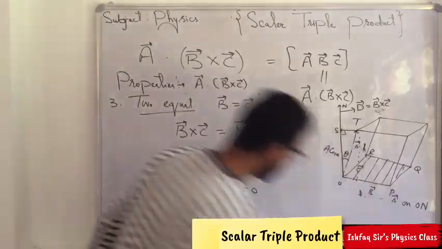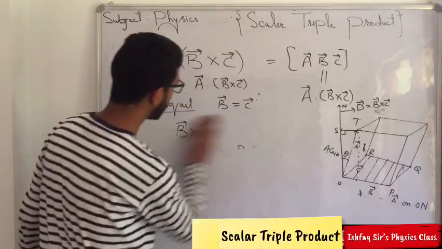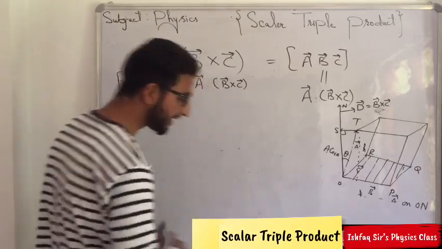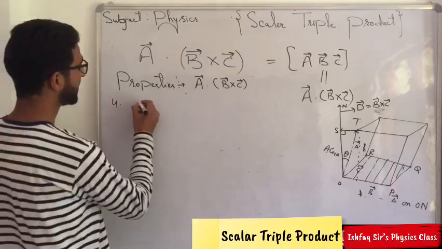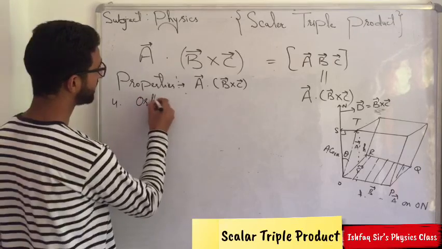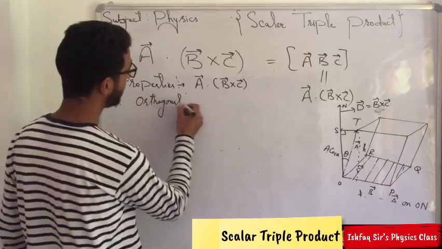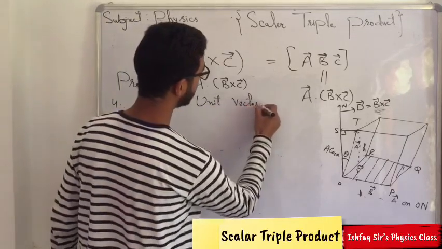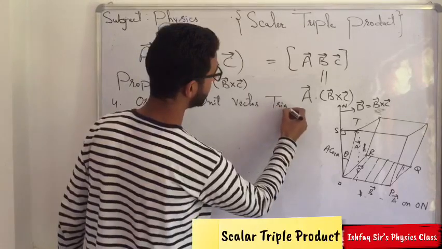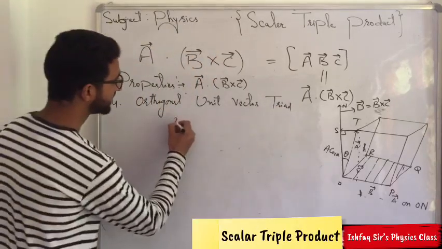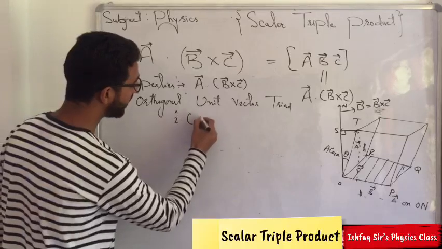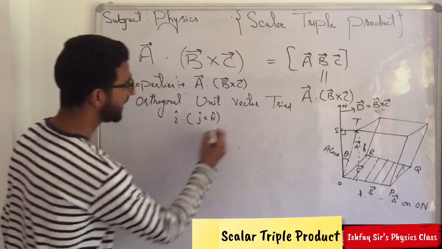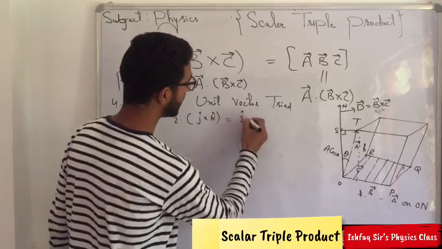Now let's try to find out the scalar triple product of orthogonal unit vector triad. So property 4, scalar triple product of orthogonal unit vector triad. I mean, if I am supposed to calculate I dot of J cross K, right? Now, as per definition, this is equal to I dot of.